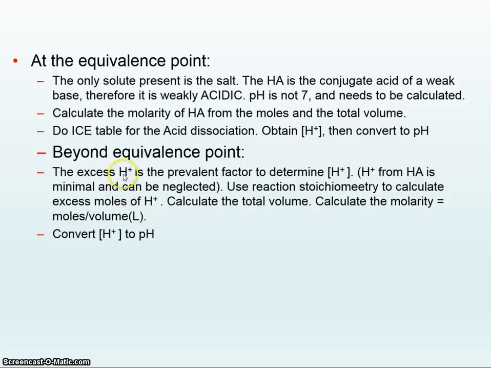Beyond the equivalence point, you've got excess H+. That lets you determine the H+ ion concentration. You've got some H+ from the weak acid dissociating, but it's minimal and you can neglect that. Use the reaction stoichiometry to calculate the moles of excess H+, calculate the total volume, calculate the molarity as moles divided by volume, and convert H+ to pH.